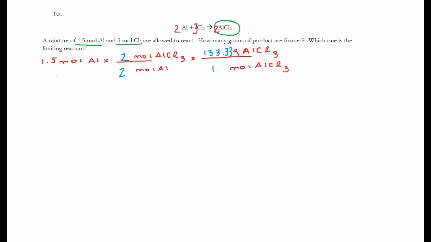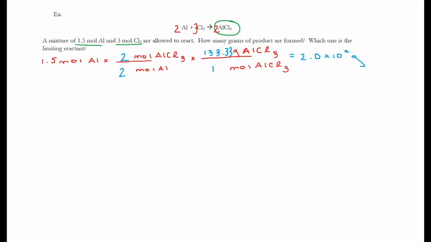Well, when I get my answer, I actually only want 2 significant figures. And so what I'm going to do, because 200 is only 1 sig fig, I need to convert 199.995 to have 2 sig figs. Well, 200 doesn't work, obviously, so I'm going to convert this to scientific notation. So it's going to be 2.0 times 10 to the second grams.